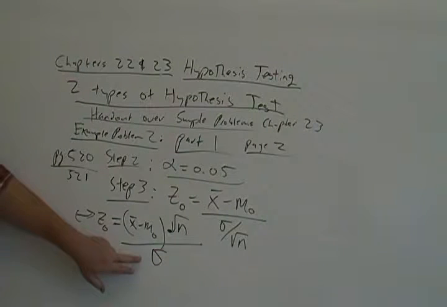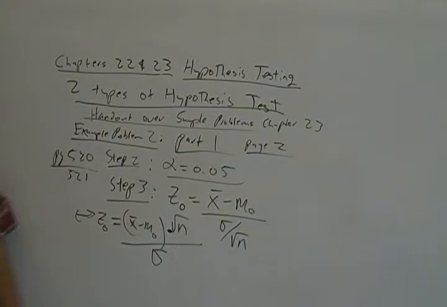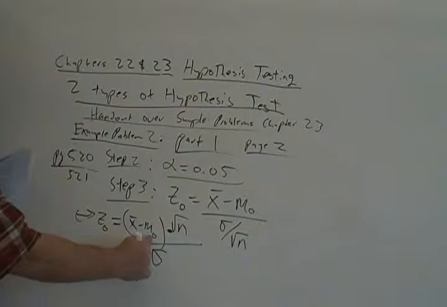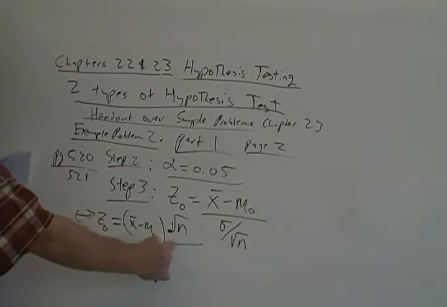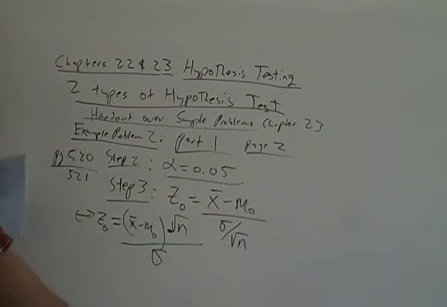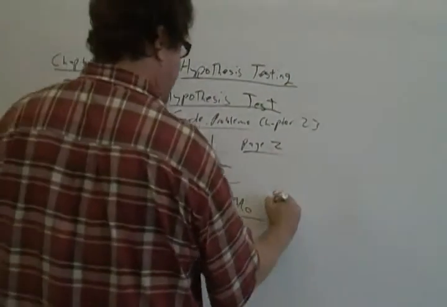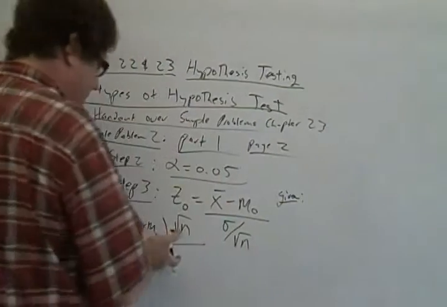A little bit easier form to use than what's given in the flow chart there. Either way, I just use this version because that's easier to plug into my calculator. So Z naught is x bar minus mu naught times the square root of the sample size divided by the standard deviation. Now, here's what's given in the problem.